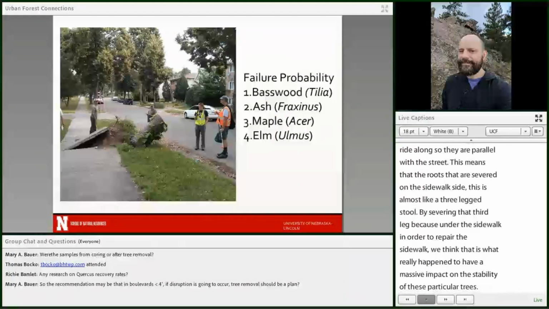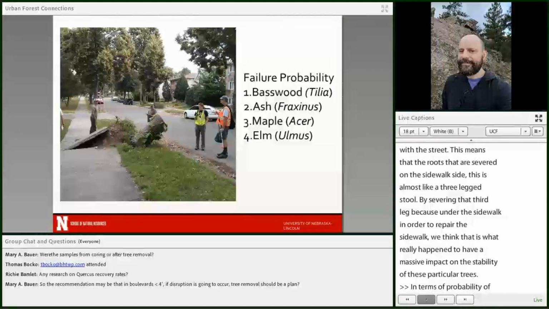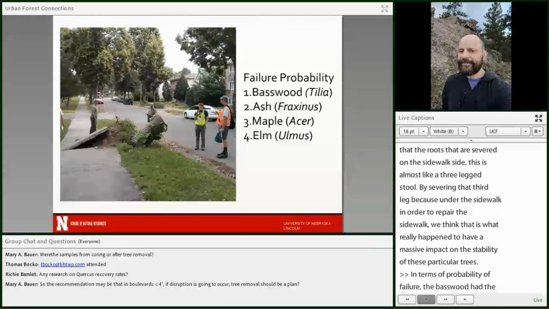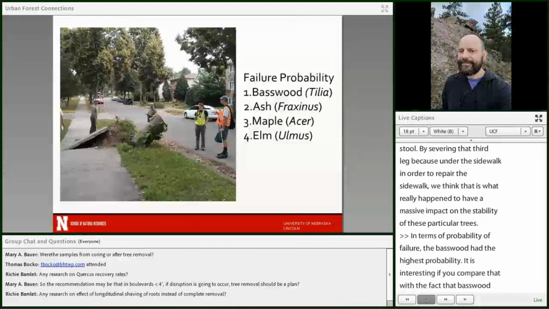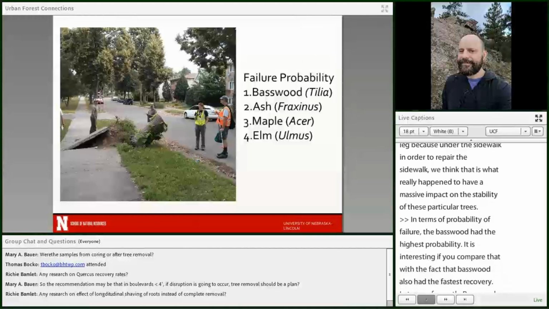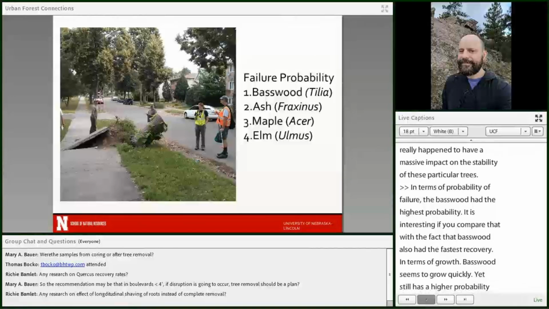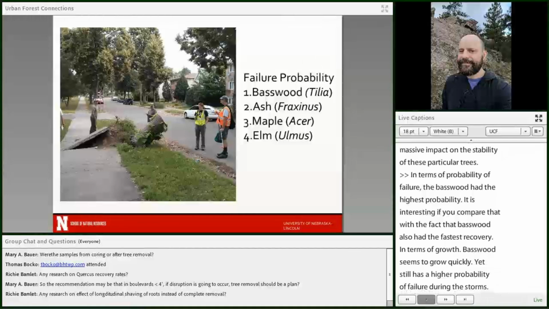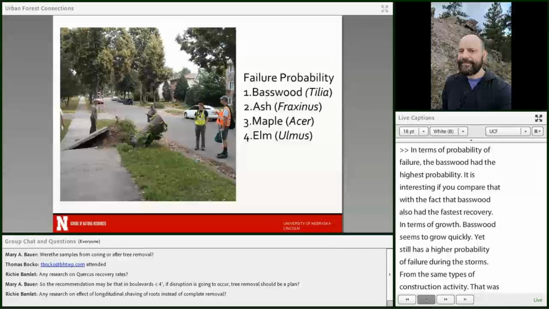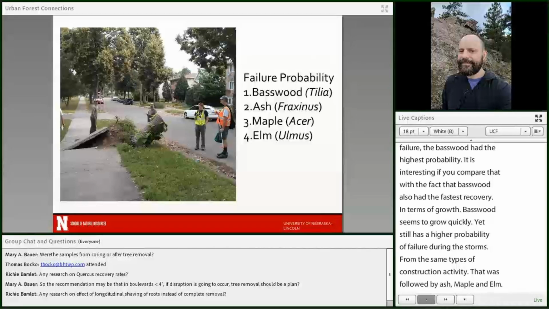In terms of probability of failure, basswood had the highest, which is interesting because basswood also had the fastest recovery in terms of growth. Basswood seems to grow really quickly, and yet it still has a higher probability of failure during these storms from the same types of construction activity. That was followed by ash, maples, and elms. These are the top four with the highest probability of failure, all obviously large street trees.